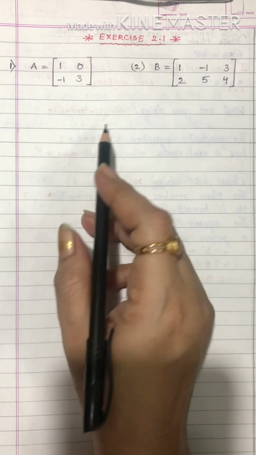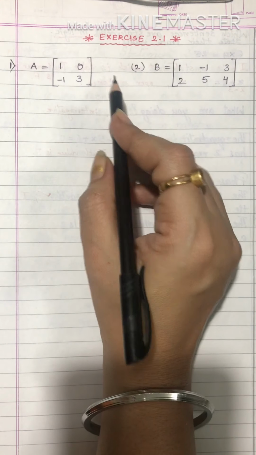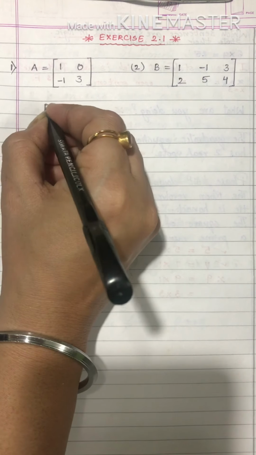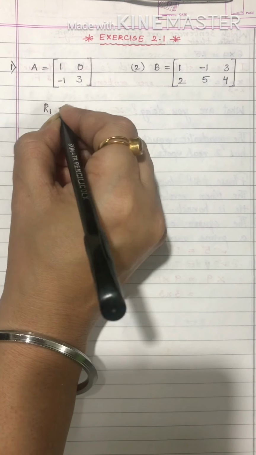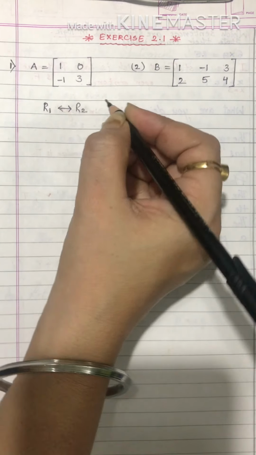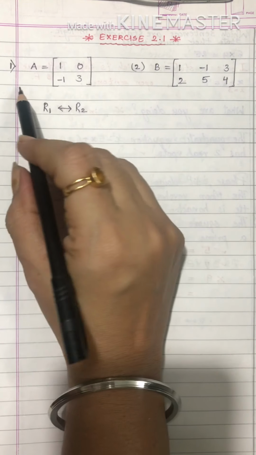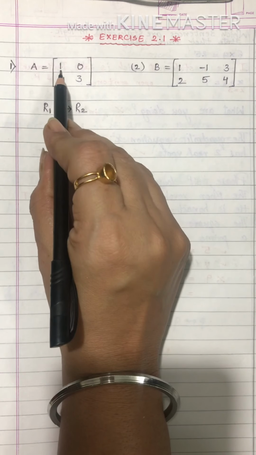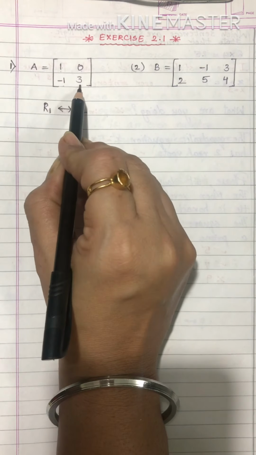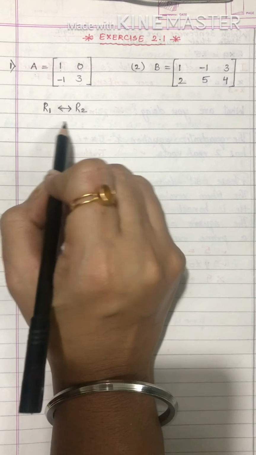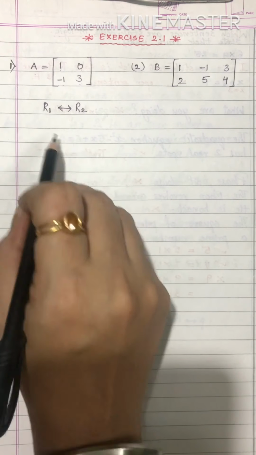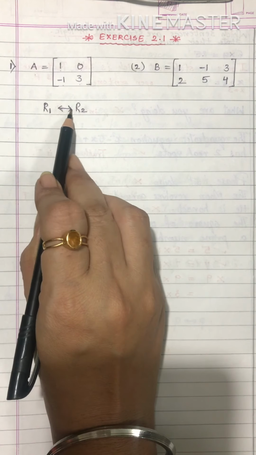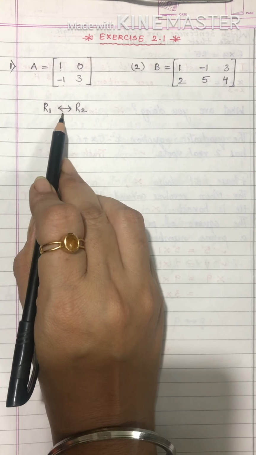Okay, here we will start with exercise 2.1 sums. Well, if you are thorough with the basics, you could do each and every sum on your own. Still, let's see few of them. Now, the first question: a matrix A is given to us with elements 1 0 minus 1 3, and this is the transformation they are asking us to do. Now check out the symbol here, a double sided arrowhead. This symbol is actually called interchange.